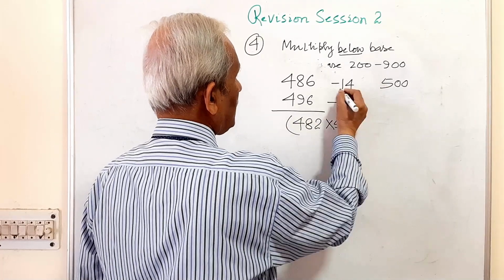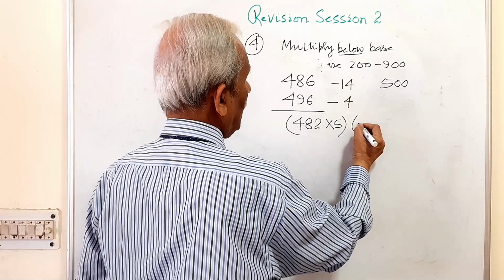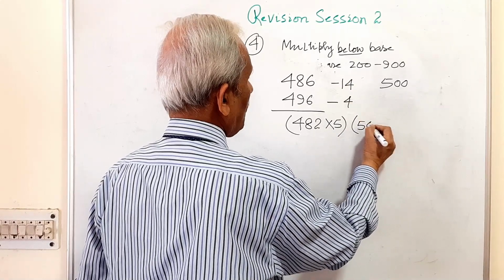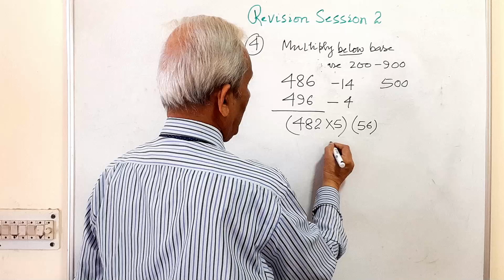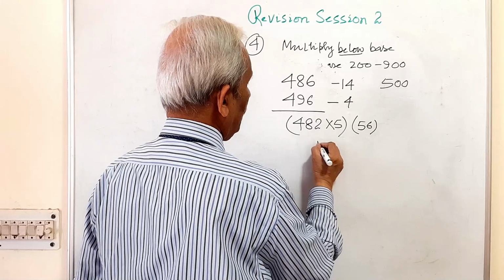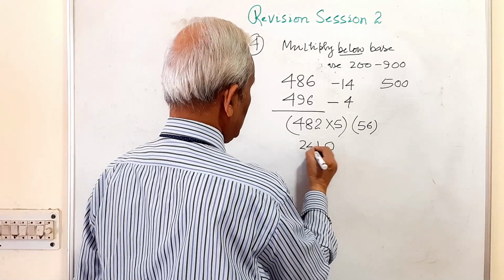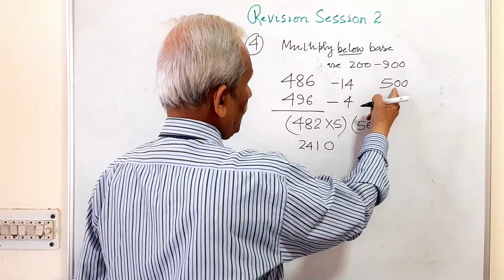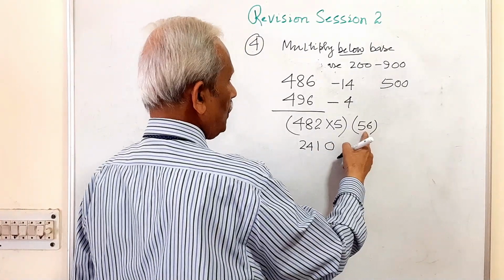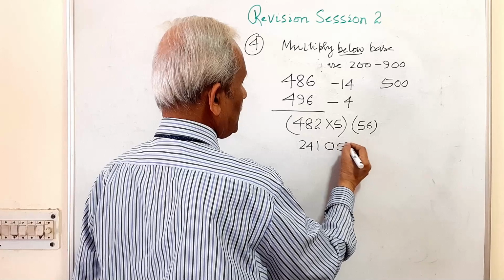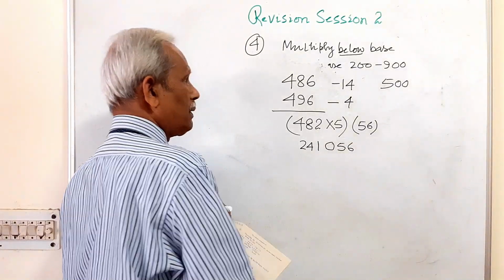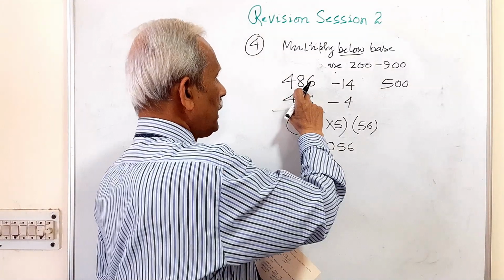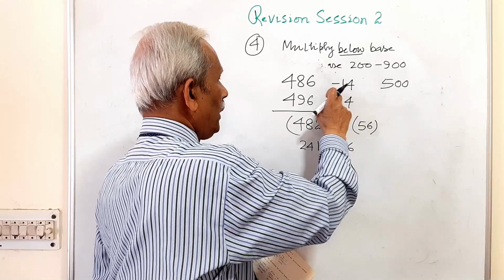And the second part of the answer, minus 14 into minus 4 is plus 56. This becomes 2410. And there are two zeros in the base. There are two digits, no issue. We'll write two digits here. 241056 is the answer.